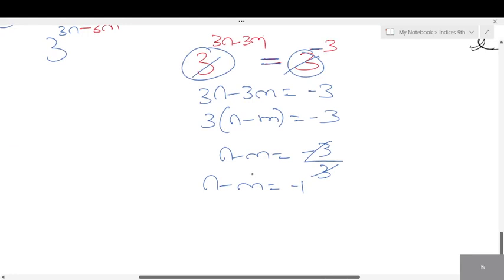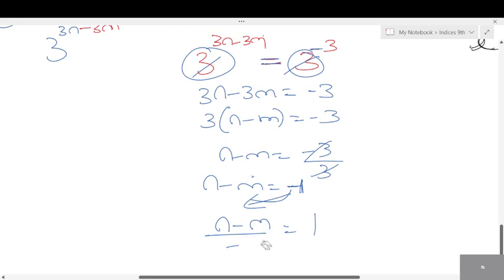Okay, so what I'll do is I'll shift this m to the other side. n minus m is given, students. n minus m is minus 1. Okay, we'll do one thing. We'll put this minus 1 minus this side. We divide it. So what do you get? n minus m divided by minus 1 is equal to 1.